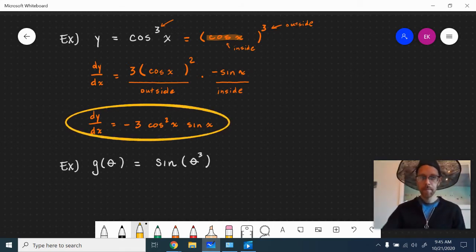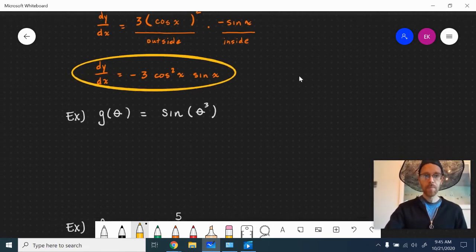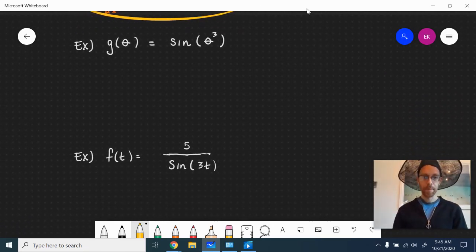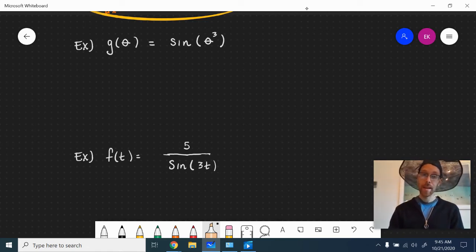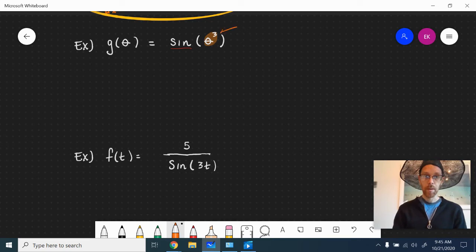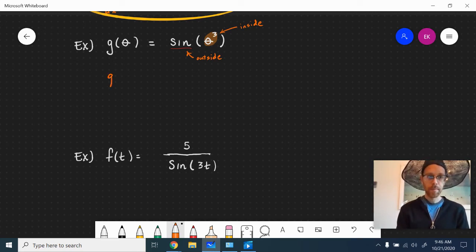Let's keep moving. Next one. On the next one, I see a sine and I see a cubed. What is the inside function? What is the outside function? Well, the inside function is here, and the outside function is here. So we've got our inside and our outside. And I only see 2 steps here.